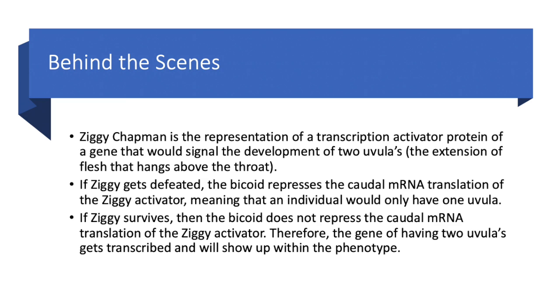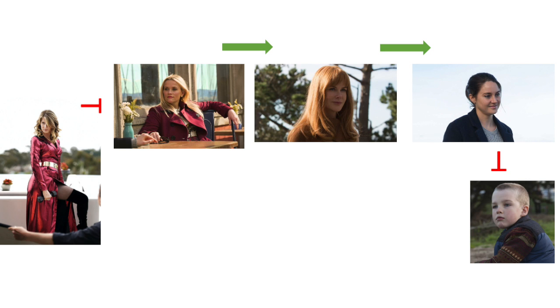If Ziggy gets defeated, the bicoid represses the caudal mRNA translation of the Ziggy activator, meaning that an individual would only have one uvula. If Ziggy survives, then the bicoid does not repress the caudal mRNA translation of the Ziggy activator. Therefore, the gene of having two uvulas gets transcribed and will show up within the phenotype. The behind-the-scenes information can be seen here in this developmental network I've illustrated for you.